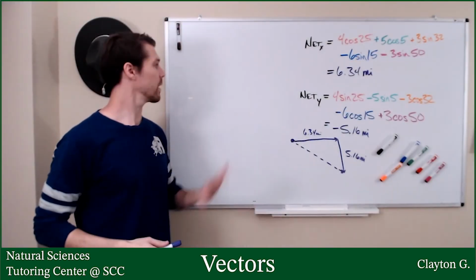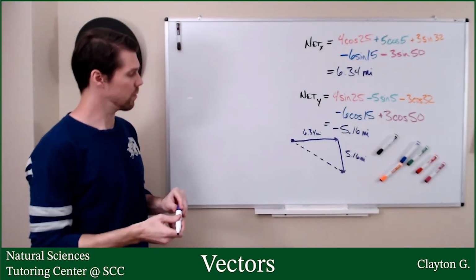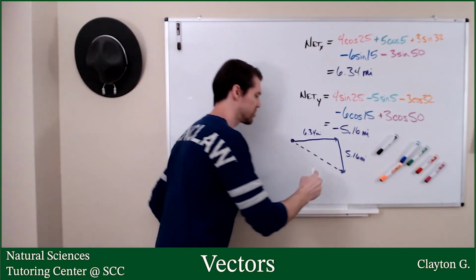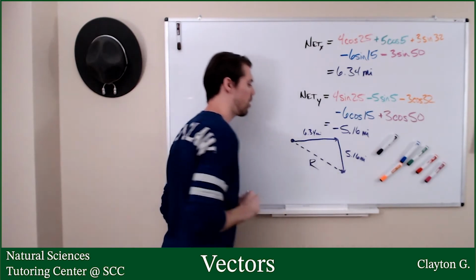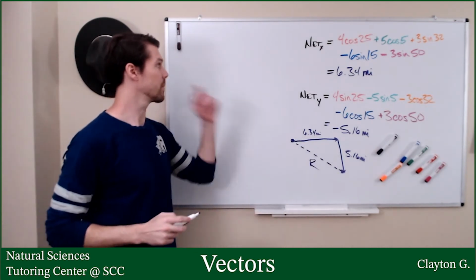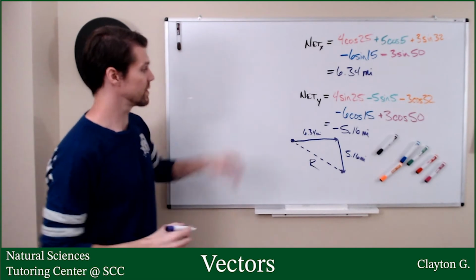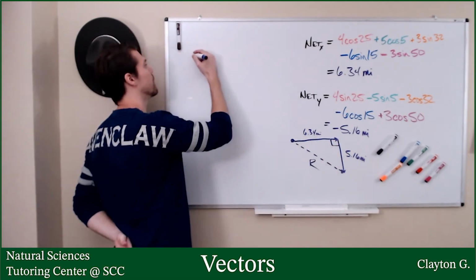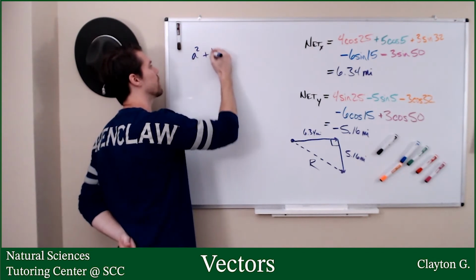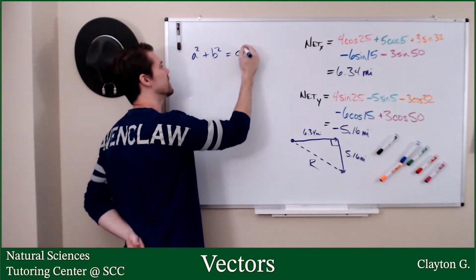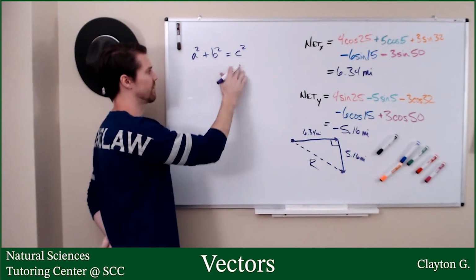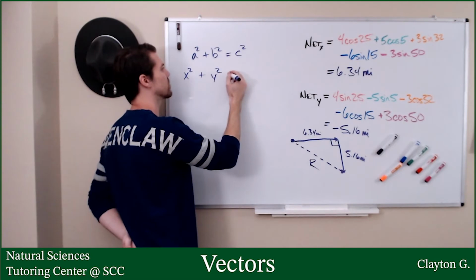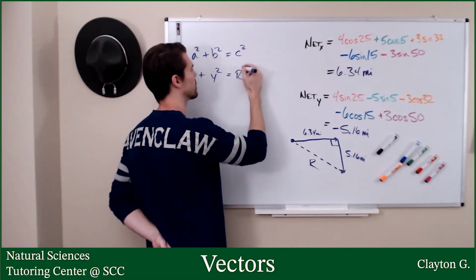Okay, perfect. So we got a little space here. Now we have our x, we have our y, and we're solving for r, our resultant vector. So this is a right triangle. We're going to use the Pythagorean Theorem. Again, that's a squared plus b squared equals c squared. But we didn't label our stuff like that, so we're going to substitute here. X squared plus y squared equals r squared.